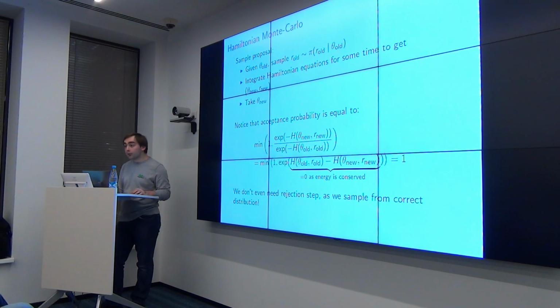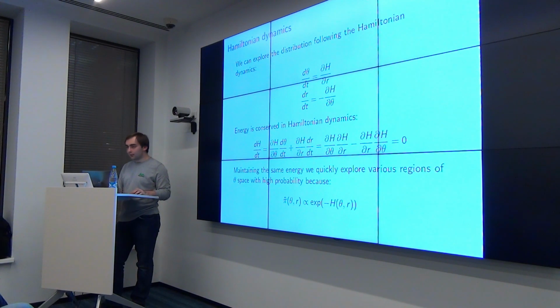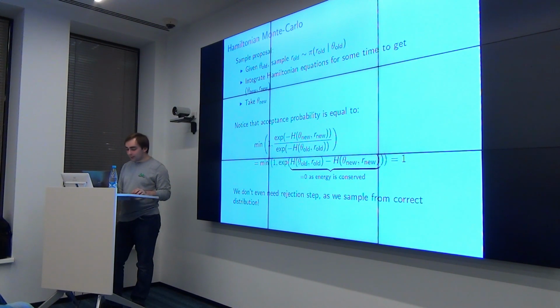What are Hamiltonian equations? How do you integrate them? Well, it's an interesting question. You'll see it in the next slide. So for now, we can assume that we can integrate them analytically. And if we can do that, acceptance probability is equal to 1, and it's very nice because we don't even need to do rejection. And the acceptance probability looks like this because the proposal distribution is actually symmetric.